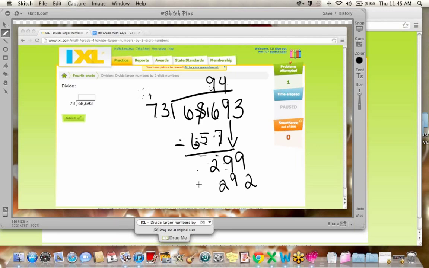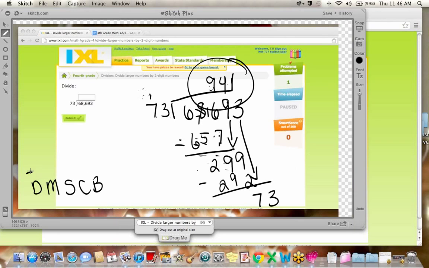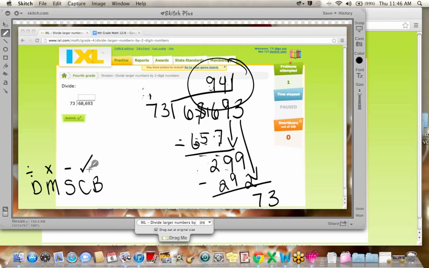Okay. Get rid of this so it doesn't confuse you. 4 times 3 is 12. Carry the 1. 4 times 7 is 28, plus 1 is 29. Ooh, that's pretty darn good. Doing the subtraction, it is 7. That is definitely smaller than 73, so I can go on. And how many groups of 73 fit into 73? One group. One. So really, guys, long division is just going slow and remembering those steps.